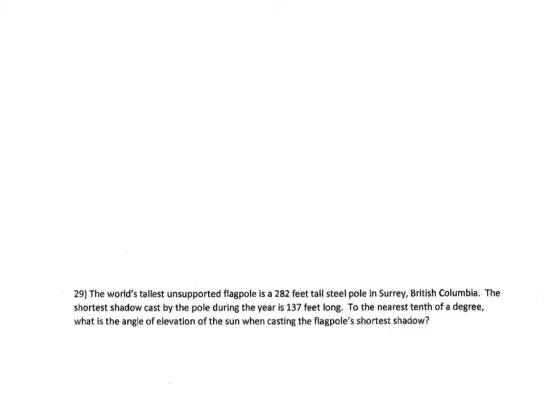Number 29 wants us to draw a picture, and since we're using trigonometry, most likely it's going to be a triangle. So this part of the sentence says the world's tallest unsupported flagpole is 282 feet tall. So that's going to look like this. I'll draw a little flag there. There we go. That's the world's tallest flagpole, and it is 282 feet tall.